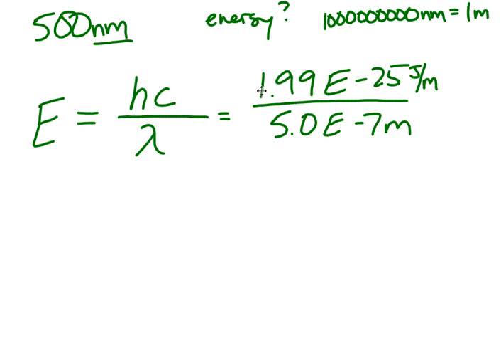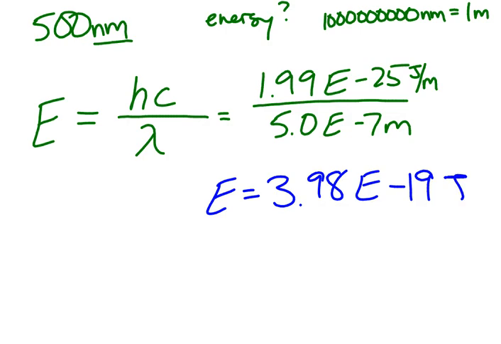So if I have 1.99 times 10 to the negative 25th, and I divide that by 5.0 e to the negative 7, my final answer is energy is equal to 3.98 e to the negative 19 joules.